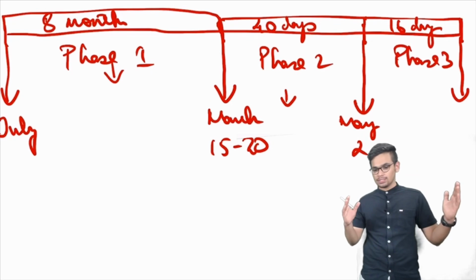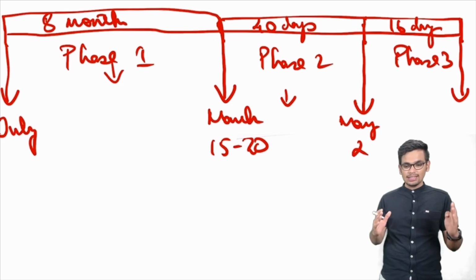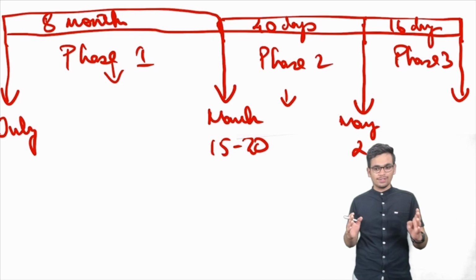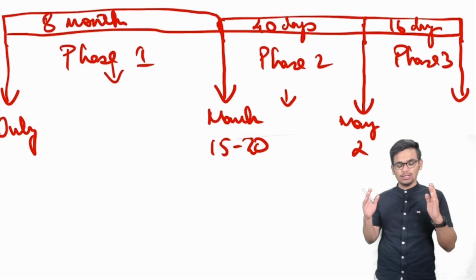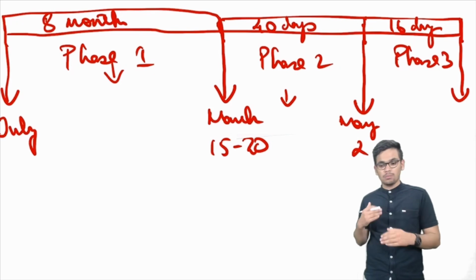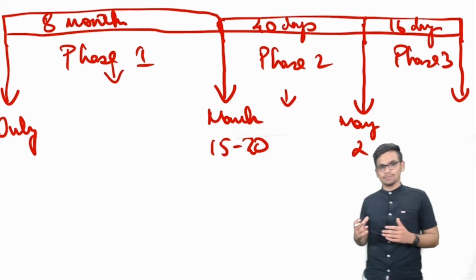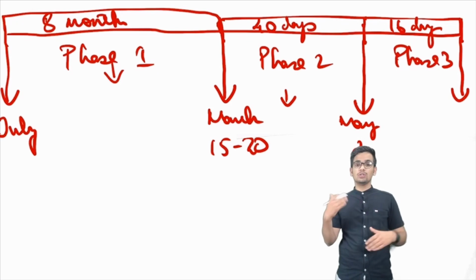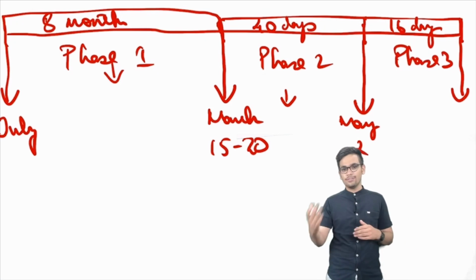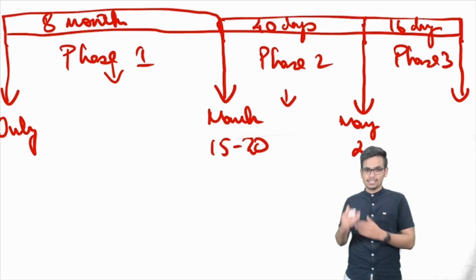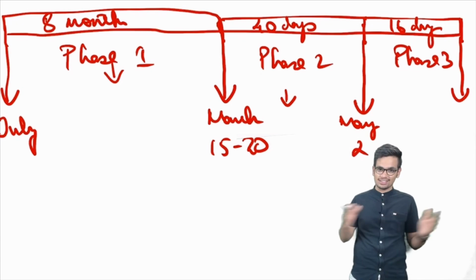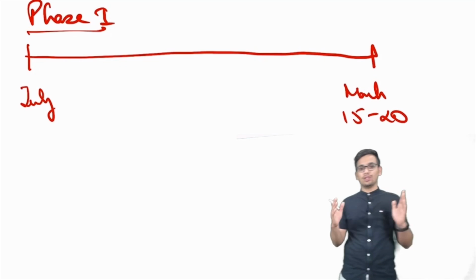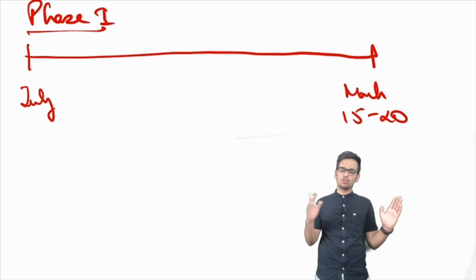Phase 1 is of 8 months, where you do detailed study for the subjects. Phase 2 is the 40 days phase, in which you do your first revision and a cycle test or a mock test for the examination. Phase 3 is the exam phase, where you give an exam, come back, and repeat the same thing, giving exams again and again for 16 days. So phase 1 is from July to around March 15 to 20.